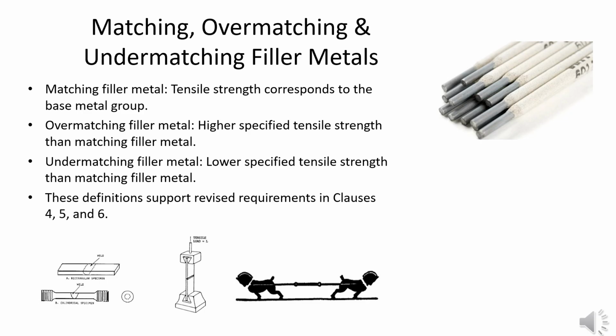These definitions aren't just academic. They're used extensively later in clauses 4, 5, and 6 when discussing filler metal selection and WPS qualification. If you understand these definitions now, those later sections will make much more sense. Key takeaway: these definitions become building blocks for the rest of the code.